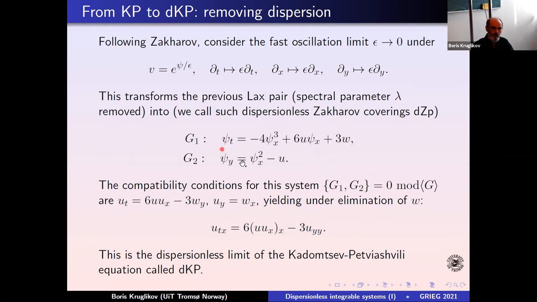I call this Zakharov pair, right? Some people call all these coverings, which give us compatibility for the original PDE, coverings or Lax pairs, but "Lax pair" will be busy. So I will be calling this kind of covering a Zakharov pair. So how is it possible to go from a Zakharov pair to a Lax pair?